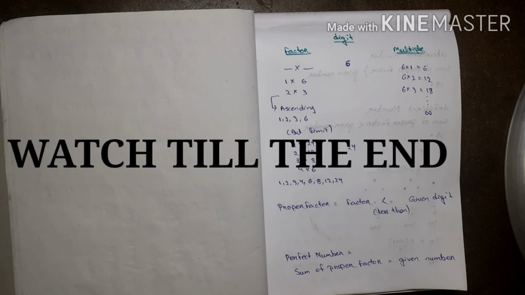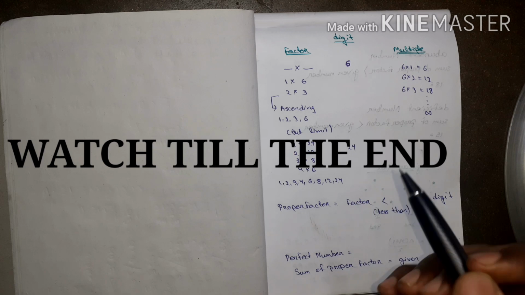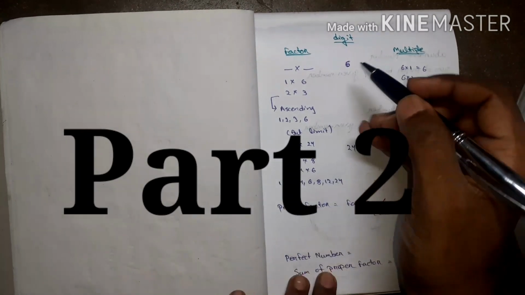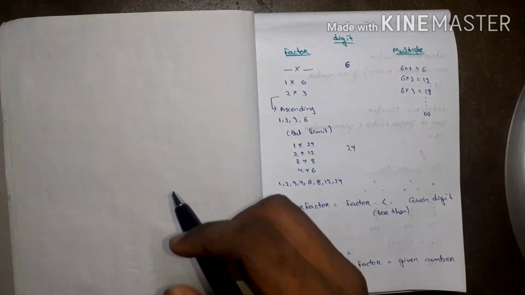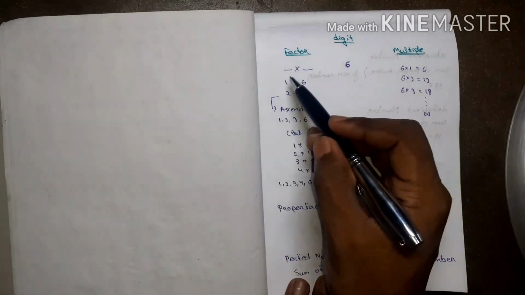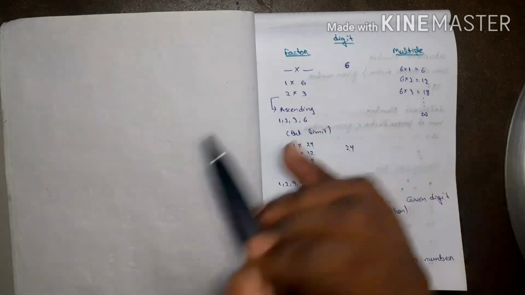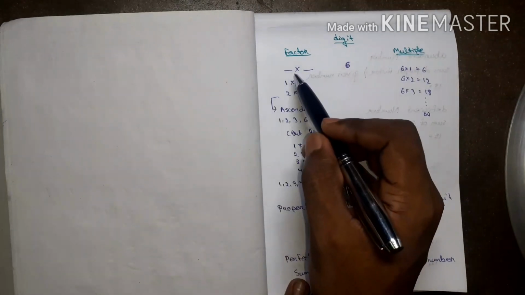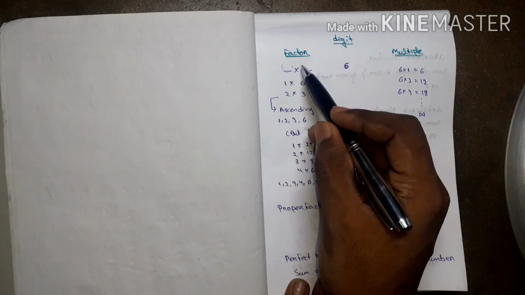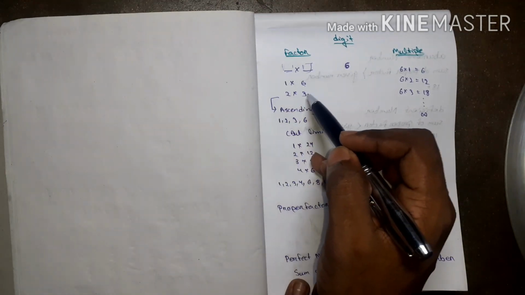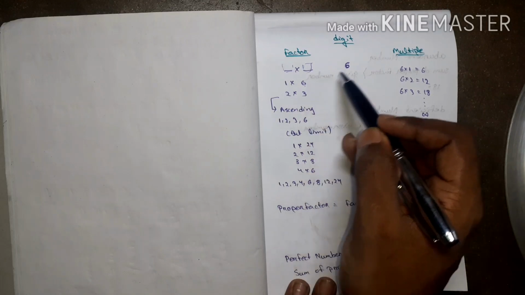Now go for the next section. I will describe the factor and multiple. Here the given digit is 6. For factor, which two numbers multiplied give 6? 1 into 6 is 6, 2 into 3 is 6.